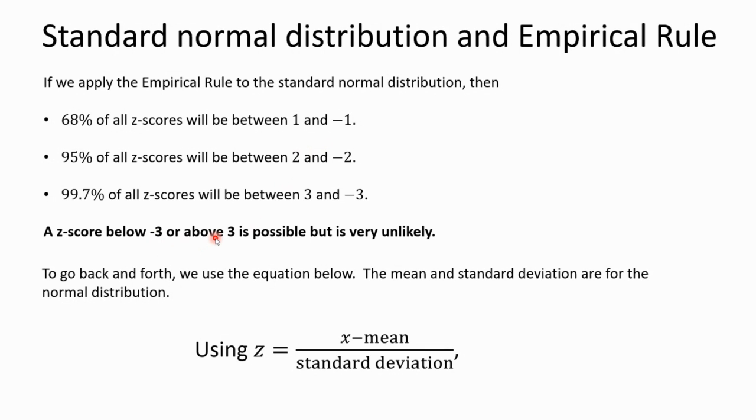Okay, good. And again, to go back and forth between a data value and its z-score, we're going to use this formula. But let's do an example.